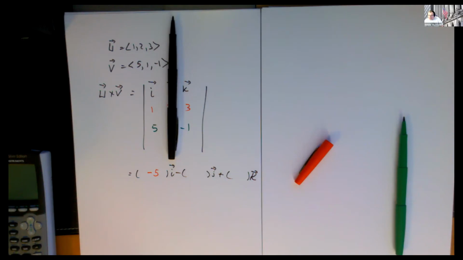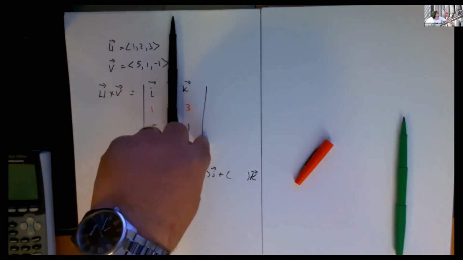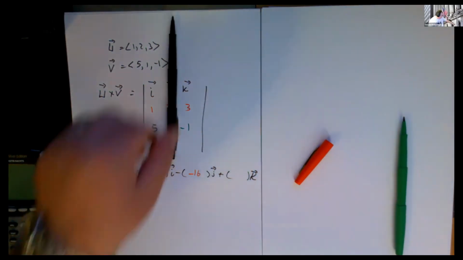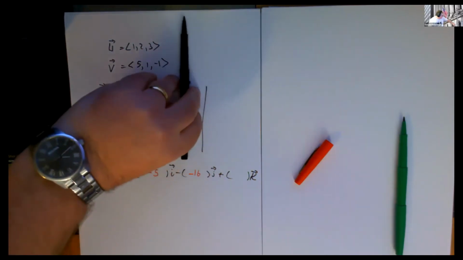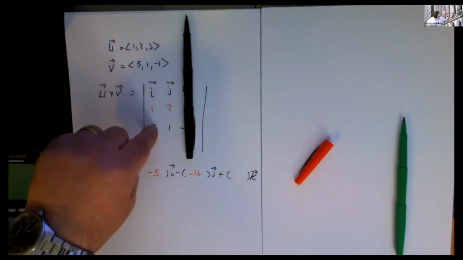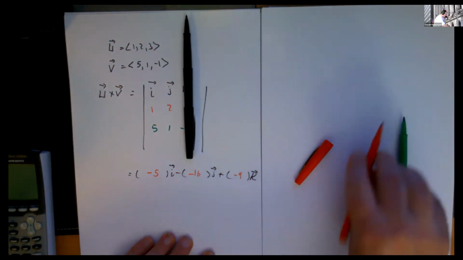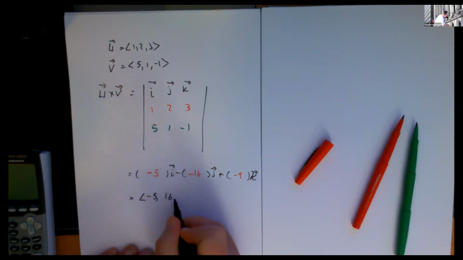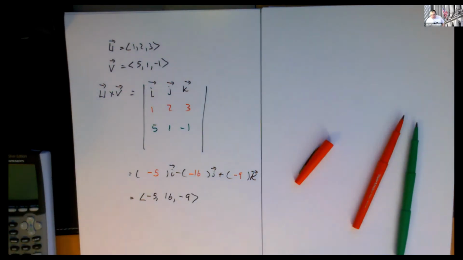Cover up the j column, right? Major diagonal -1, take away minor 15, I make that -16. You want the k component. Is this coming back to you? Right, i, j, k, covering up the column. Now, major diagonal 1, take away 10, 1 take away 10 is -9. And I like these answers as -5, plus 16, negative 9. Have you noticed that the middle term is positive 16 because you subtract the j value? And that's the mechanics of cross products, right?